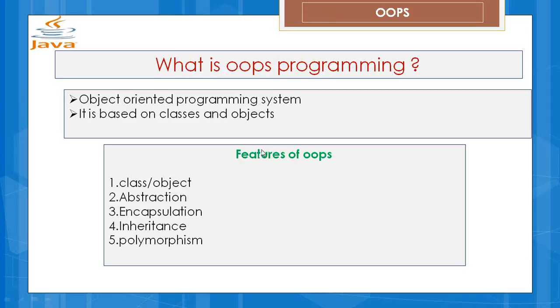So the features of OOPS, we'll be going through each of them. The features are class and object, abstraction, encapsulation, inheritance, and polymorphism. So all the languages which claim to be OOPS languages, object oriented programming languages, must have these features in them.